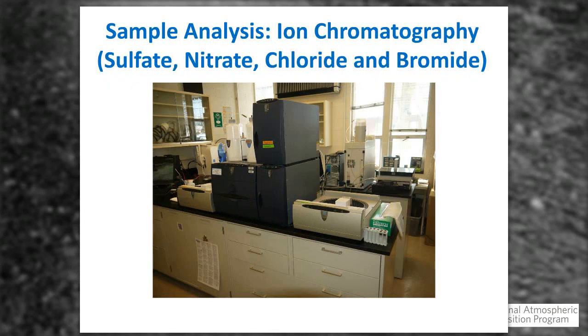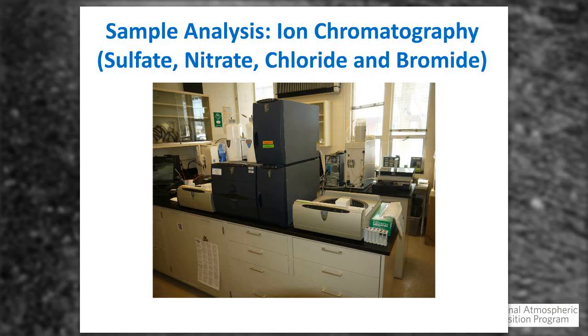This is our ion chromatograph where we measure the sulfate, nitrate, chloride, and bromide ions. That's SO4, NO3, Cl, and Br on your reports. We abbreviate them on the report so we can fit the columns in. But these are what we'd think of as the traditional acid rain species.